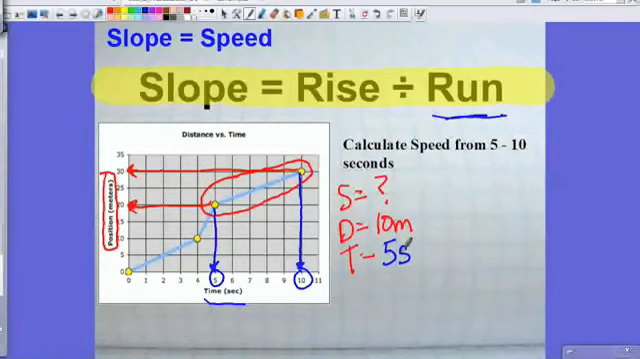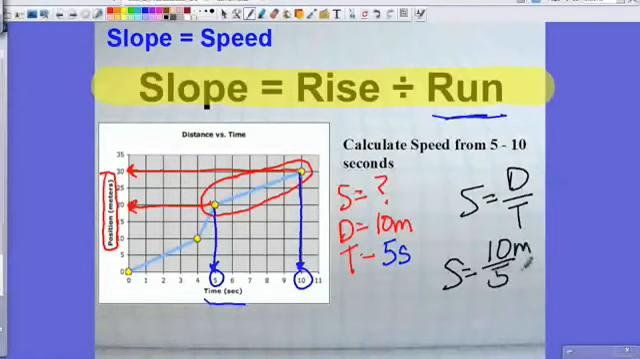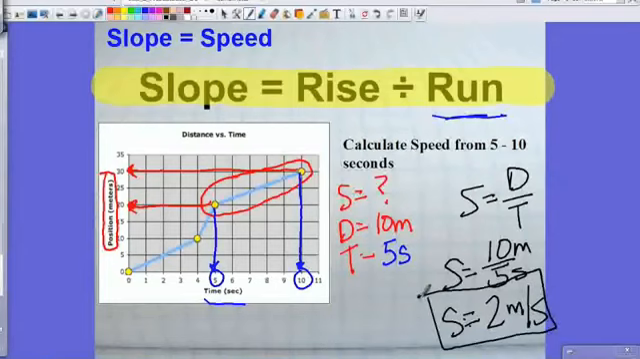So that's that step. The next step I do, just like last time, is write down the equation that I need to use. S equals D divided by T. Then I just plug in the numbers. S equals 10 divided by 5. If you're wondering how I got that, remember my distance equals 10 and my time equals 5 seconds. So now S equals 2 meters per second. And there you go.